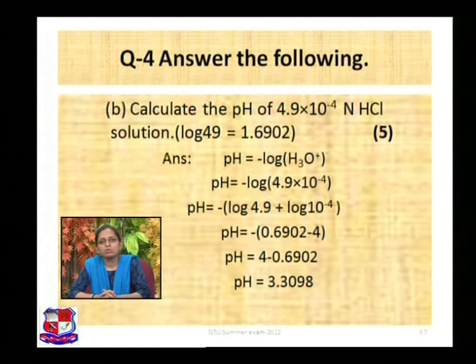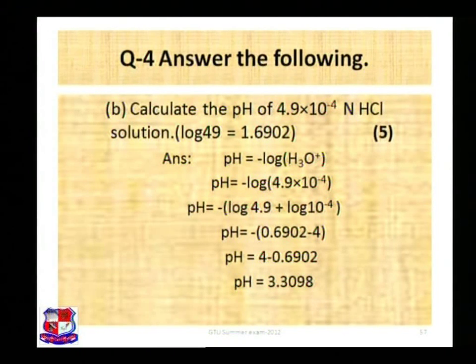Now what we will do? We will simplify the terms. So 4 becomes positive and that becomes negative. So pH value is equal to 4 minus 0.6902. So pH is equal to 3.3098. This is the final answer, that is of the 5 marks. You have to show all the steps. You have to write down the log value, you have to separate the log, where you can say that multiplication becomes addition, then you have to apply the terms separately, and then you will get the final answer after applying the minus sign outside the bracket.